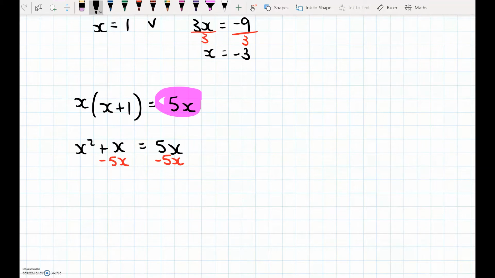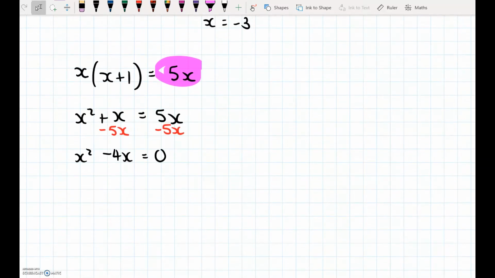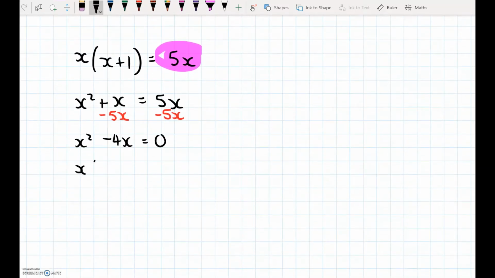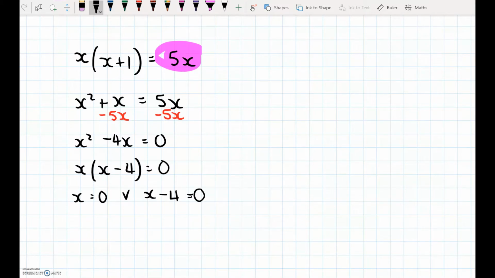Then we're going to need to move that 5x to the other side. If it's not equal to 0, always do that first. So we're going to have x squared plus x minus 5x, so minus 4x, equals 0. Once we have it equal to 0, we can now factorize it. So we're going to get x(x minus 4), hopefully you're quick at this by now, is equal to 0. So we've got A times B equals 0 now, so x is equal to 0, or x minus 4 equals 0. Then x is equal to 4. So we've solved this one now.